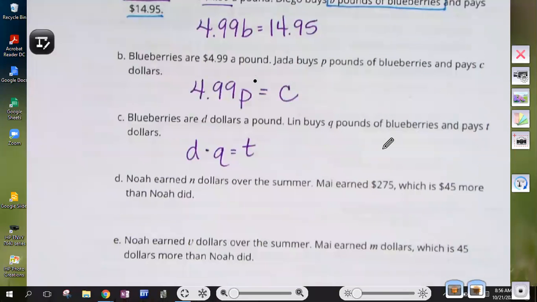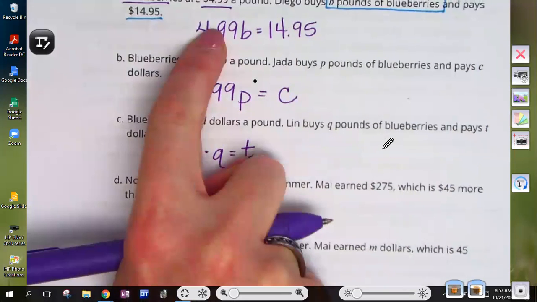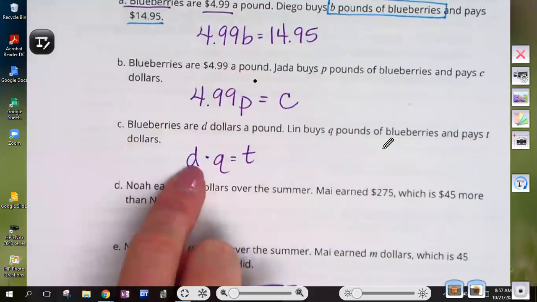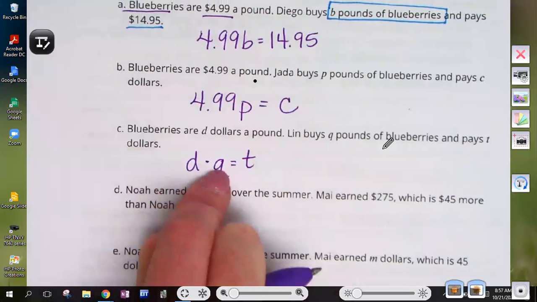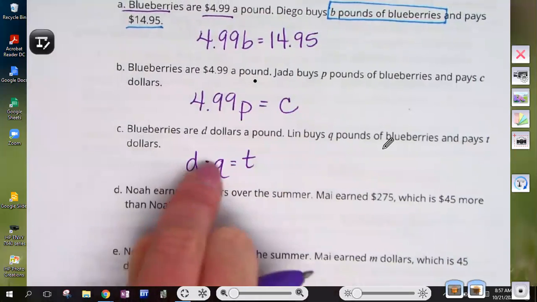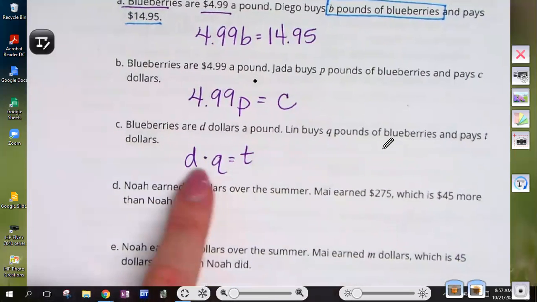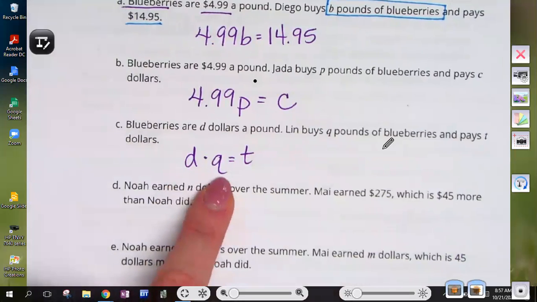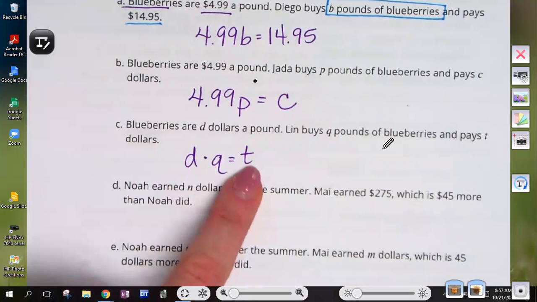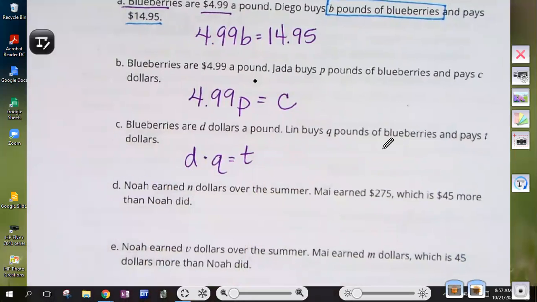Good. So you can see from A to C, it's the same situation, but what did we slowly do? We got rid of the numbers, okay? Because in any individual store, all blueberries are not going to cost $4.99, are they? Nope. We're not all going to get the same amount of blueberries, are we? Therefore, what's going to always change? The total cost, okay? So that's why we represent them with variables instead.